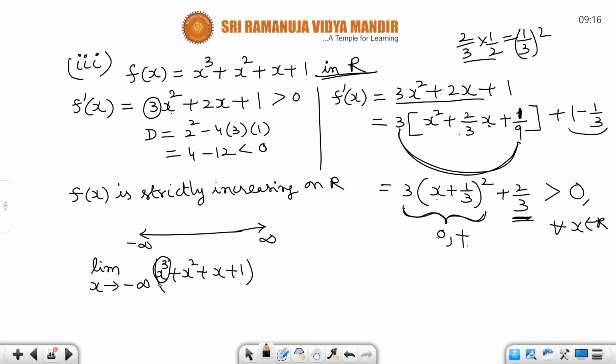So therefore, as x extends to minus infinity, only x cube we can take. What is minus infinity whole cube? Is it plus infinity or minus infinity? Minus infinity. Minus infinity whole cube is minus infinity. Similarly, for plus infinity also. When x tends to plus infinity also, we have to take only the highest degree term, others we can neglect. So now plus infinity whole cube is plus infinity.